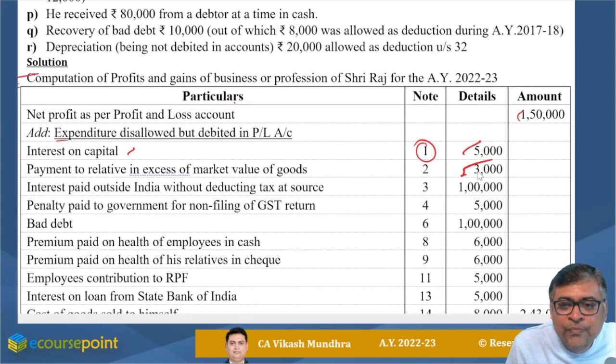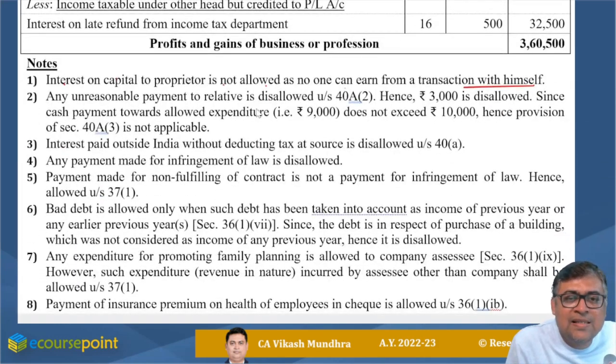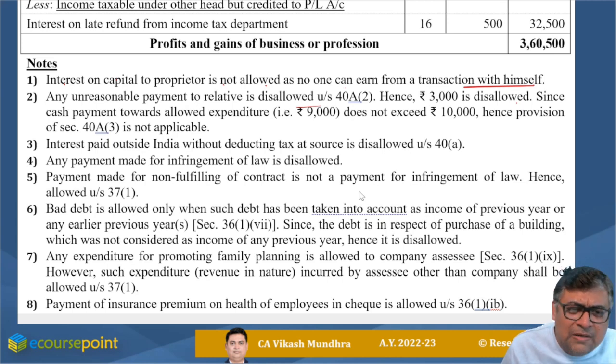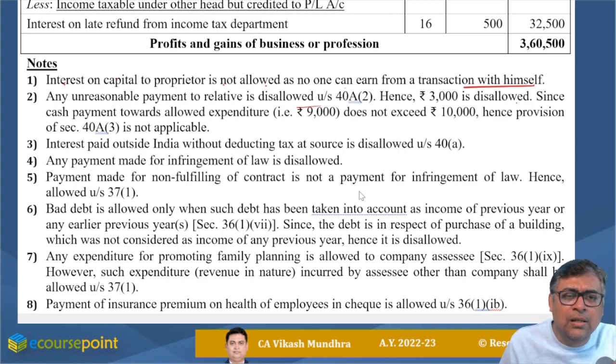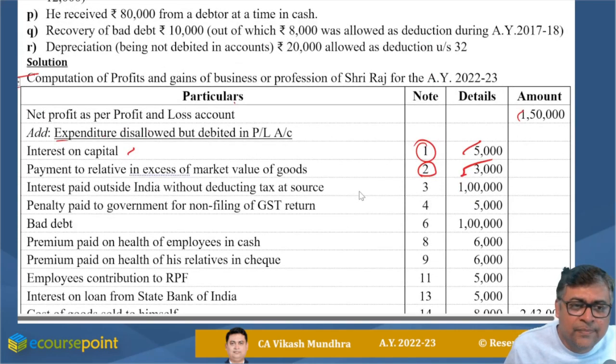So I added back rupees 3,000 and with remarks number 2. Here in 2 I mentioned any unreasonable payment to relative is disallowed, hence rupees 3,000 shall be disallowed. Since cash payment towards allowed expenditure is only 9,000, which does not exceed 10,000, provision of section 48(3) is not applicable. Whatever is your opinion, whatever your wording, try to explain why you are adding or reducing all these things.